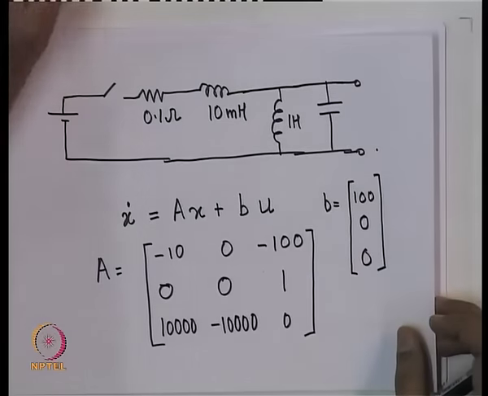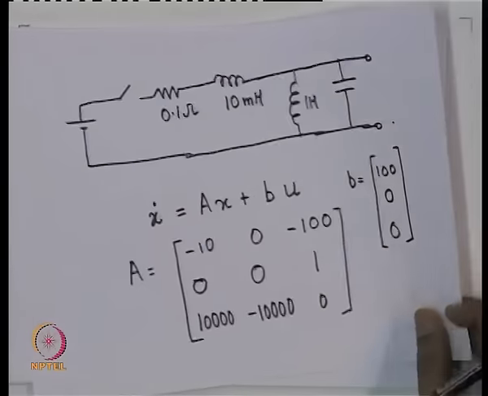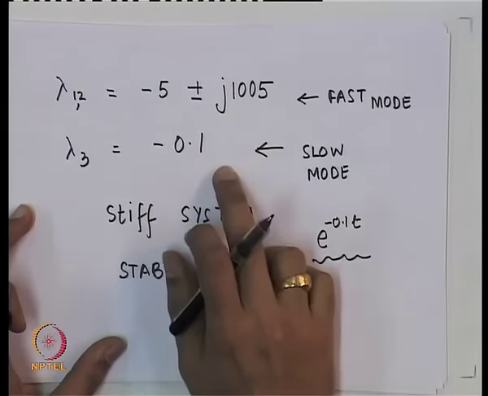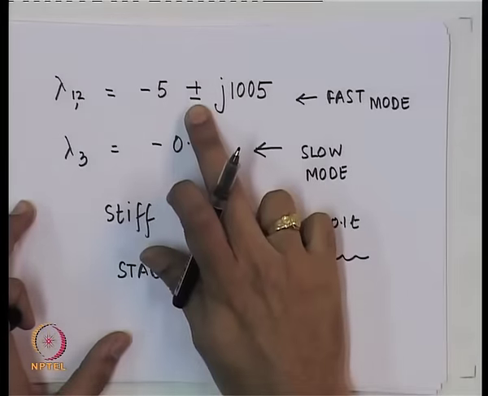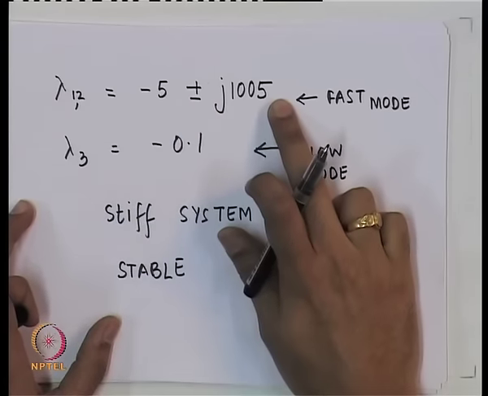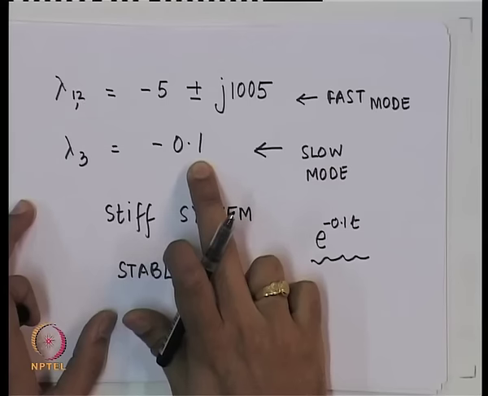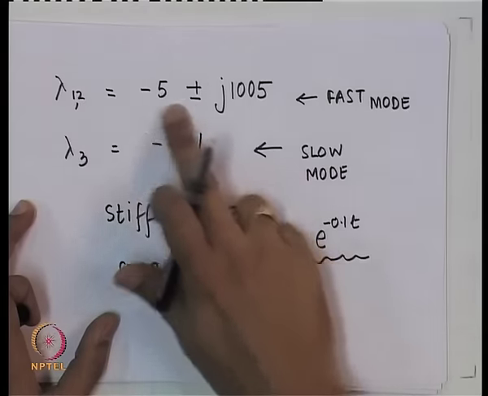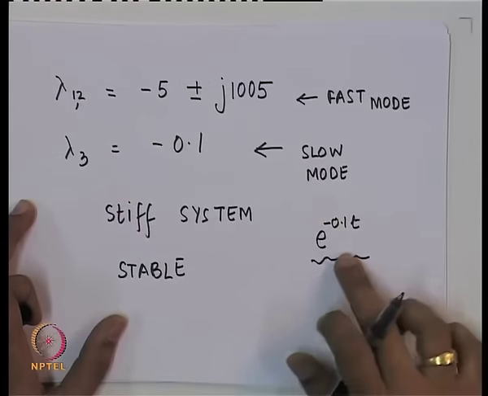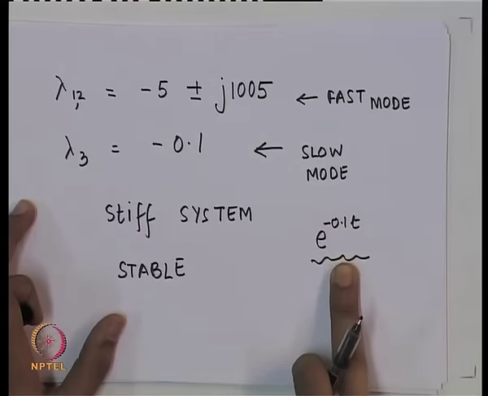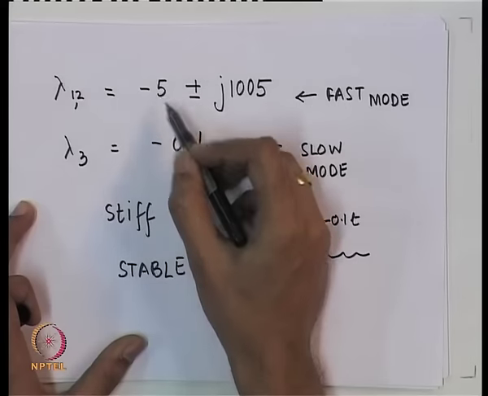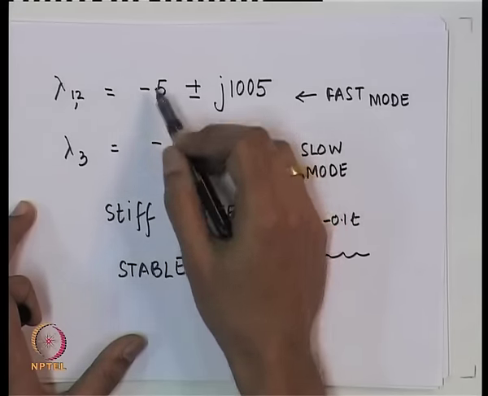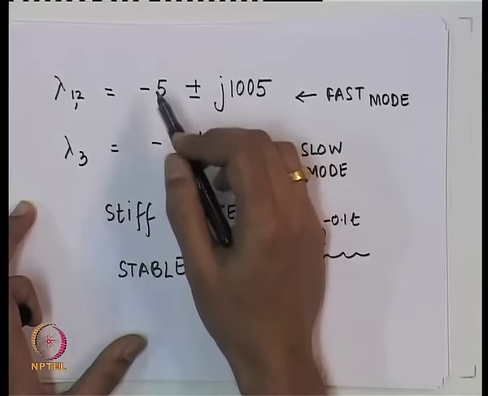The eigenvalues of the A matrix when you do linear analysis are given by this and this. In fact, there is a complex conjugate pair which will correspond to a damped sinusoidal response, a damped oscillation. And of course, there is a real, negative eigenvalue, which will correspond to a pattern seen in the response, which is e raised to minus 0.1 t. It is very clear that the system is stable because the real parts of all three eigenvalues are negative.